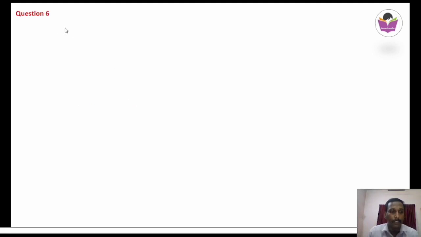So next we shall discuss question number 6. The question is, write the following as intervals. So we have to write the given statement as intervals. First question: x such that x is an element of R, we know that it is real numbers, minus 4 less than x less than or equal to 6.